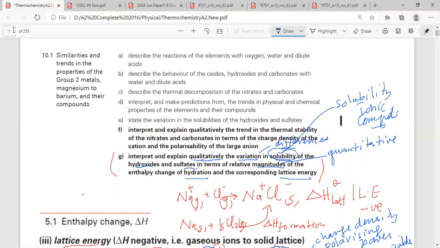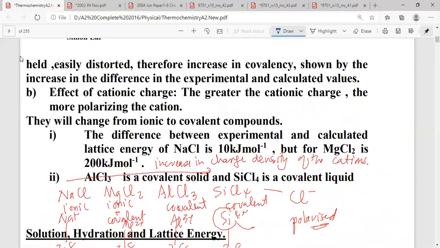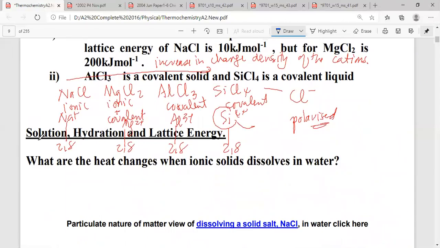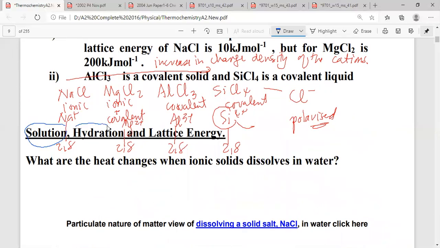Now let's look at page 9 here. I'm going to try to go a bit faster. So I've got solution here. What does it mean? Hydration, what does it mean? Of course, we know what lattice energy means. Why lattice energy? Because we are talking about ionic compounds, not covalent compounds. So what are the heat changes when an ionic substance dissolves in water?